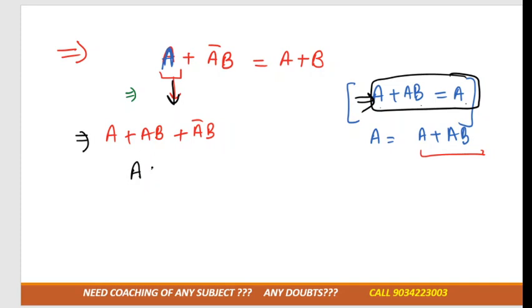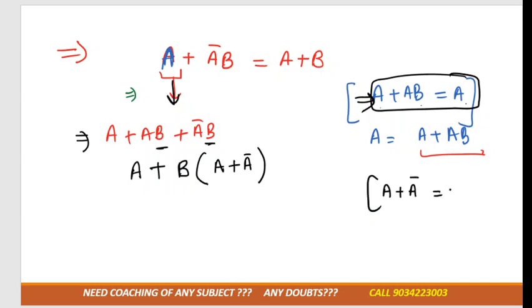Okay, so in this we can take b as common. Can we take b common? Then what would be left inside? Tell me. A plus a bar, and you know what the property is according to our law? That is a plus a bar is equal to 1, right? So its answer is a plus b. LHS is equal to RHS, that is proof.